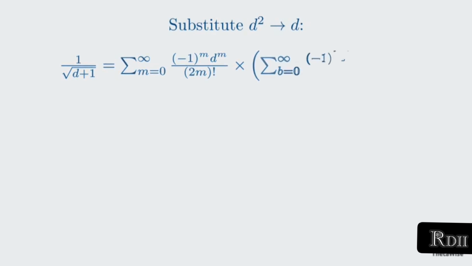Making this substitution, d squared becomes d. Our equation now looks like this. We're essentially transforming our geometric variable d into a new variable that behaves in a way that generates our target function.